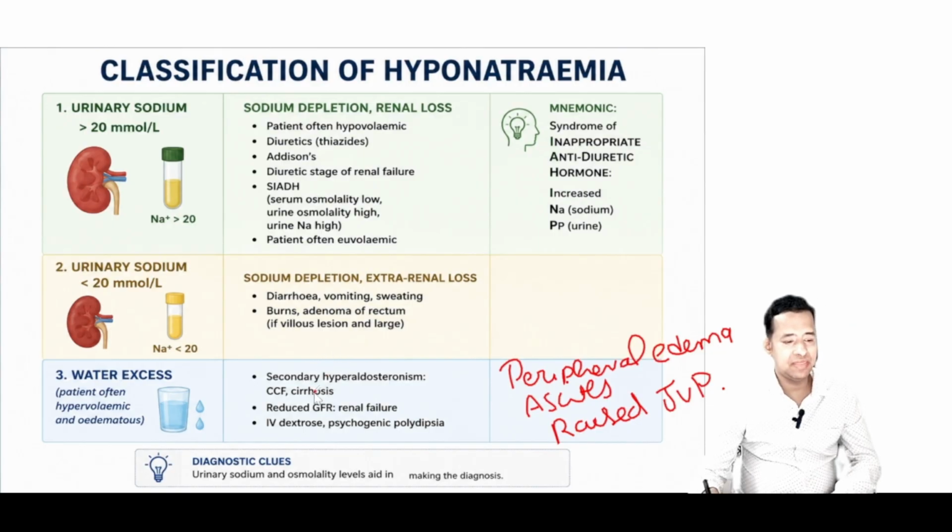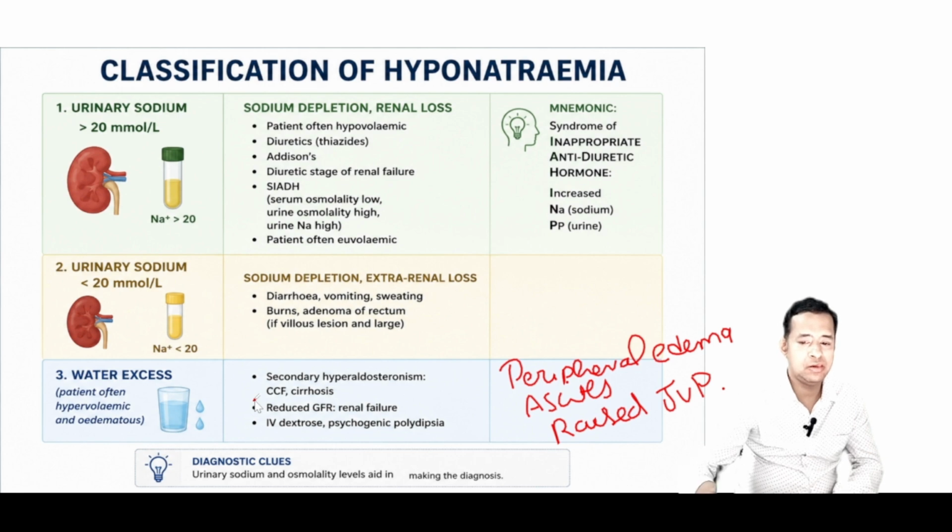And from the exam point of view, the most common surgical causes they may also ask. In surgical causes, hyponatremia is due to over-administration of 5% IV dextrose. Why? Because 5% dextrose behaves like free water after metabolism. Too much free water dilutes sodium. Always remember this example. Okay, and next thing is diagnostic clue: urinary sodium and osmolality levels aid in making the diagnosis. You have to know.